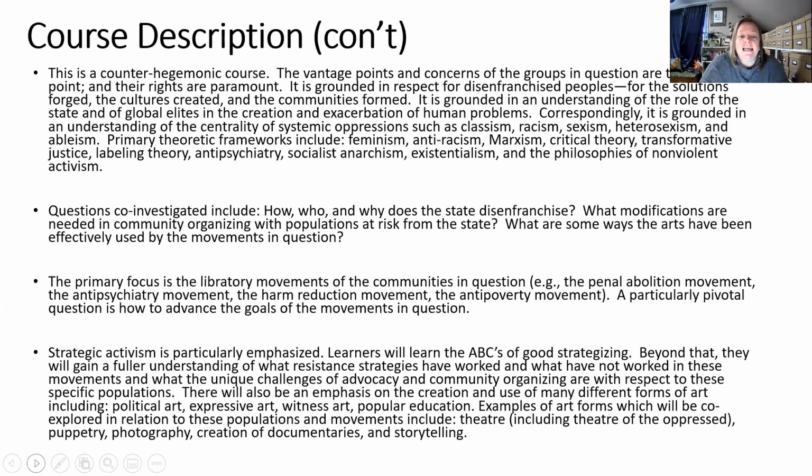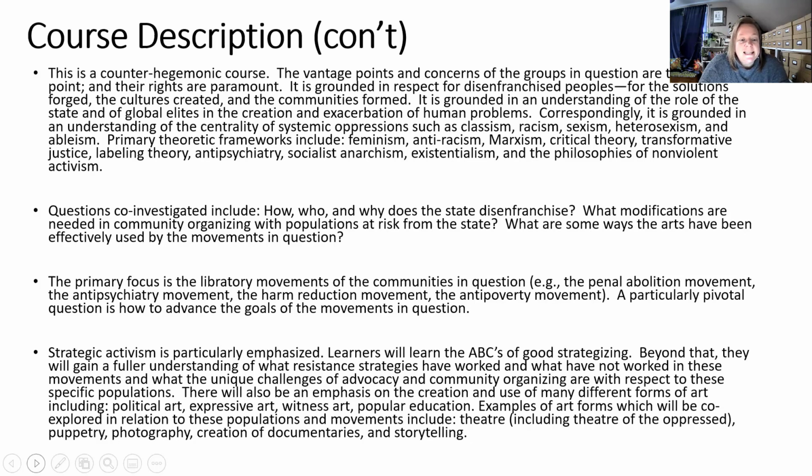This is a counter-hegemonic course. So the vantage points and the concerns of the groups in question are the starting point, and their rights are paramount. It's grounded in respect for disenfranchised people, for the solutions that are forged, for the cultures that are created, and the communities formed. It's grounded in an understanding of the role of the state and of global elites in the creation and exacerbation of human problems. Correspondingly, it's grounded in an understanding of the centrality of systemic oppressions, such as classism, racism, sexism, heterosexism, and ableism. Primary theoretical frameworks include feminism, anti-racism, Marxism, critical theory, transformative justice, labeling theory, anti-psychiatry, social anarchism, existentialism, and the philosophies of nonviolent activism.